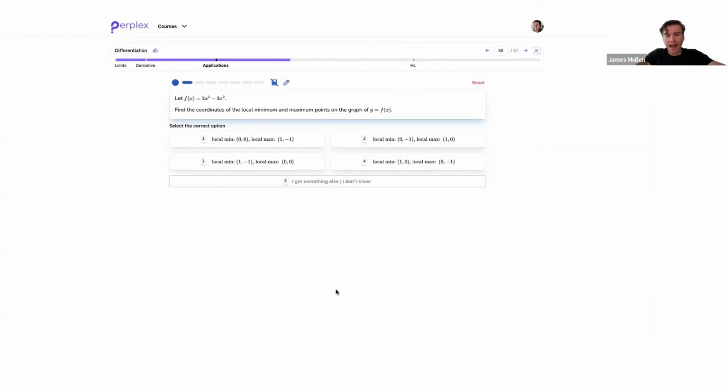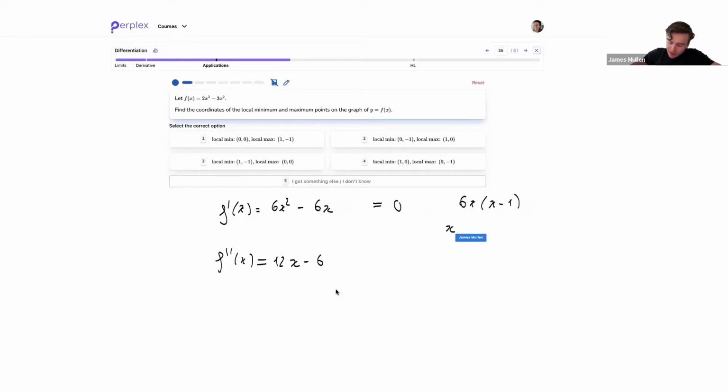Okay, so I have a function 2x cubed minus 3x squared, which means its derivative is 6x squared minus 6x, which means its second derivative is going to be 12x minus 6. Now, when is this derivative equal to 0? I can write it as 6x times x minus 1. So in other words, I have stationary points at x equals 0 or x equals 1. That's when the first derivative is 0.